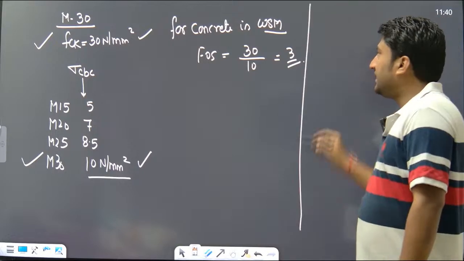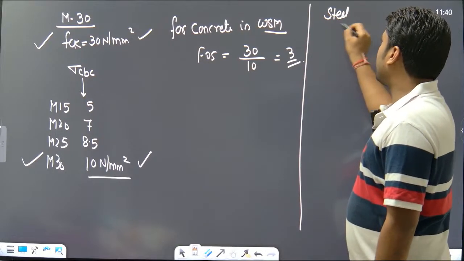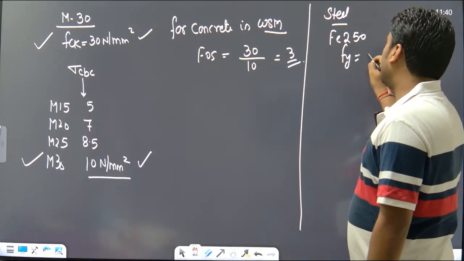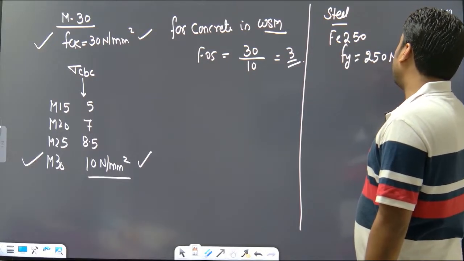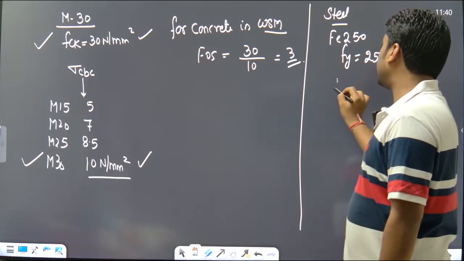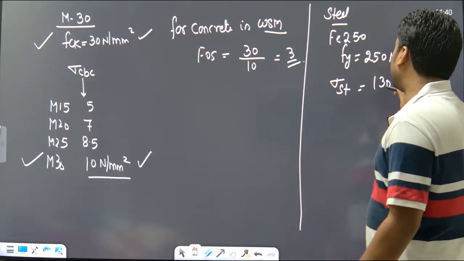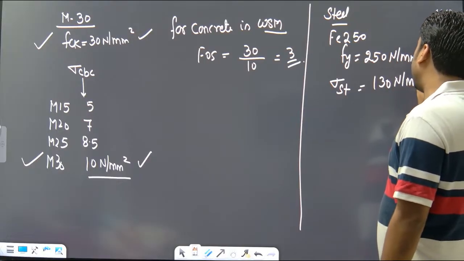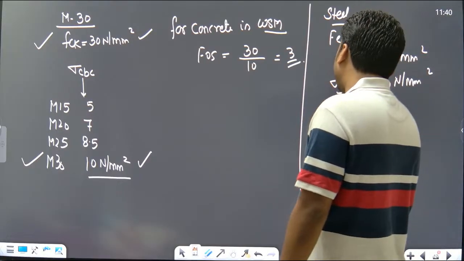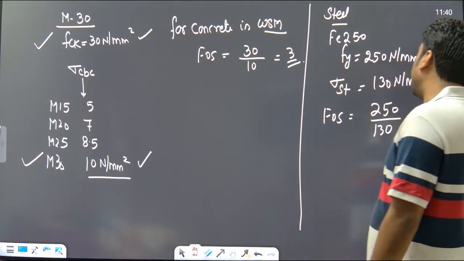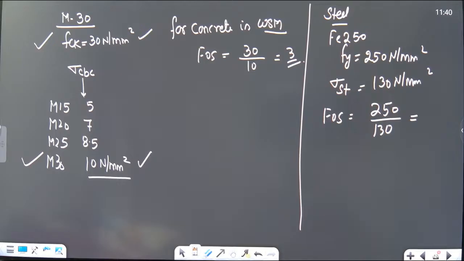And how about steel? Let us suppose we have Fe250. The yield value is 250 Newton per mm square. And how much are you permitting as permissible stress in steel? Sigma ST is nothing but 130 to 140. I'll take 130 Newton per mm square. So what is the factor of safety? The yield value is 250, but you are permitting 130 in it. What is the value?